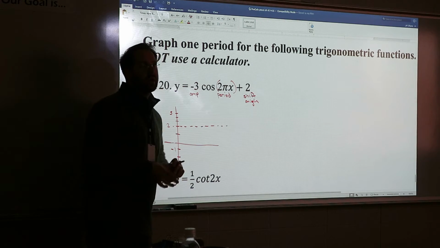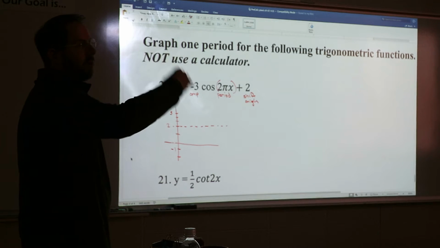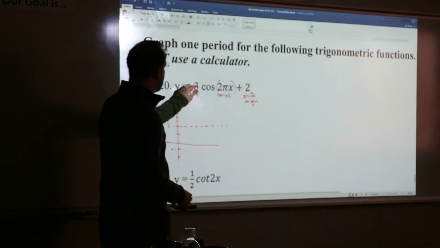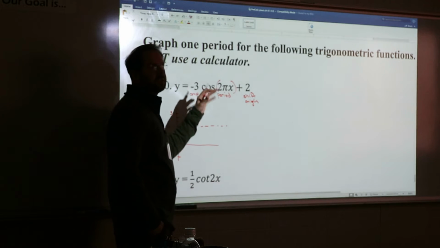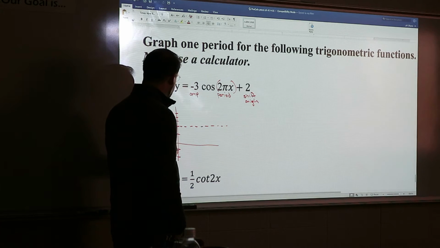Those are my peaks and valleys I'll hit off of the origin line. Again, how I did that is knowing where my origin line is, the amplitude is from there. So that's why I'm going to hit 5 and -1, because I'm going 3 up and down. Now the negative sign means the graph is flipped upside down, so instead of cosine starting at the topmost point, it's going to start at the lowest point and go up.